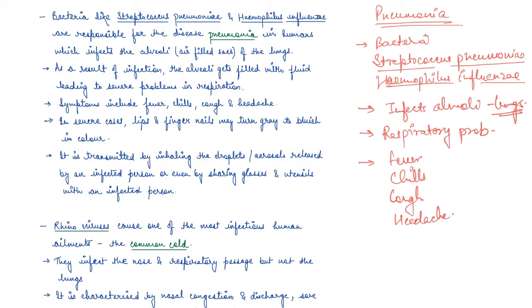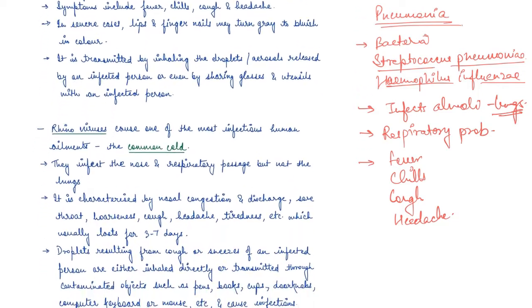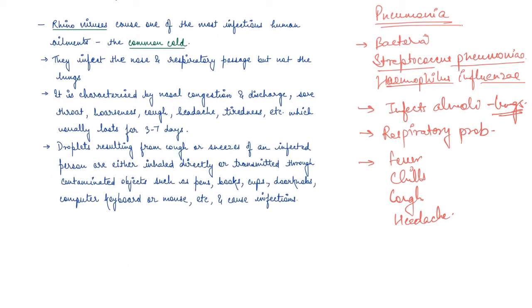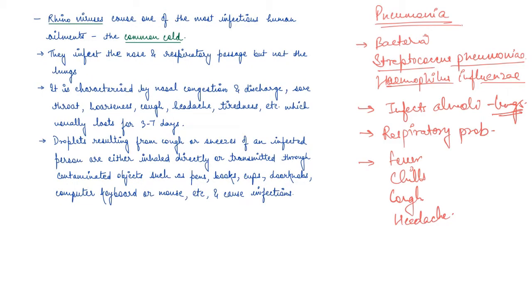So again, guys, in the case of COVID, we have a lot of cases where people get severe pneumonia, and that is the reason for death, right? So what is important here is to visit the doctor on time. Now there are various other diseases like that. The next is the common cold. Again, very common these days. These are caused by viruses.